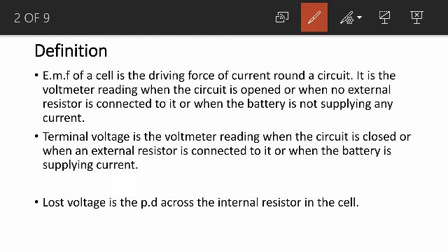So we have the lost voltage. The lost voltage is the potential difference across the internal resistor of the cell. So every cell has an internal resistance. The potential difference across that internal resistance is what we call the lost voltage.